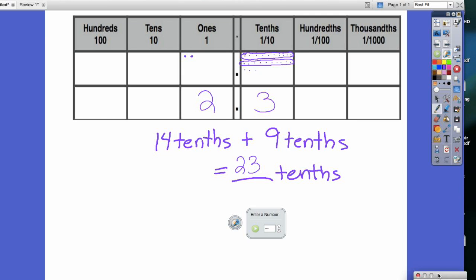So basically, when you see something like this, you would just say 14 plus 9 is 23. And it's tenths, so how many numbers are behind a decimal when you have the tenths place? One. So it'd be 2 and 3/10. Did I get the same answer both times?